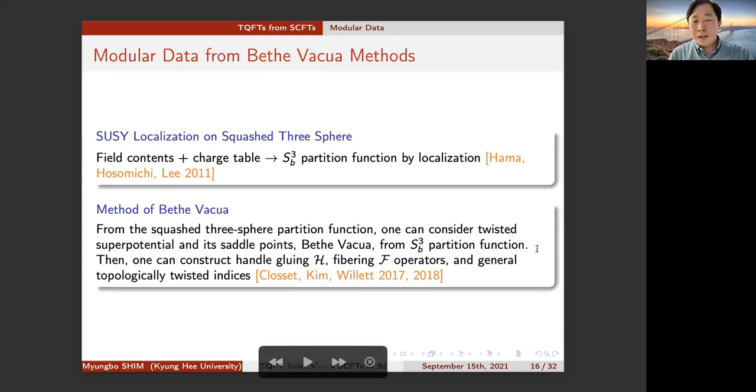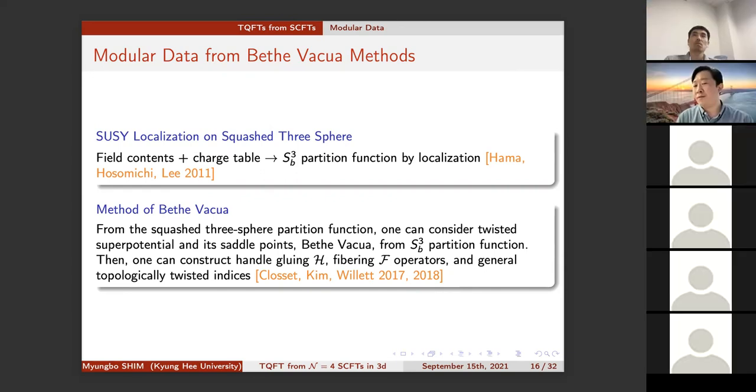Using the squashed three-sphere partition function, we can make use of the method of Bethe-Vacua. In this formalism, we can extract the handle-gluing operator and fibering operators from the squashed three-sphere partition function, and the general topologically twisted index can be constructed in terms of the handle-gluing operator and fibering operator computed from the squashed three-sphere partition function.